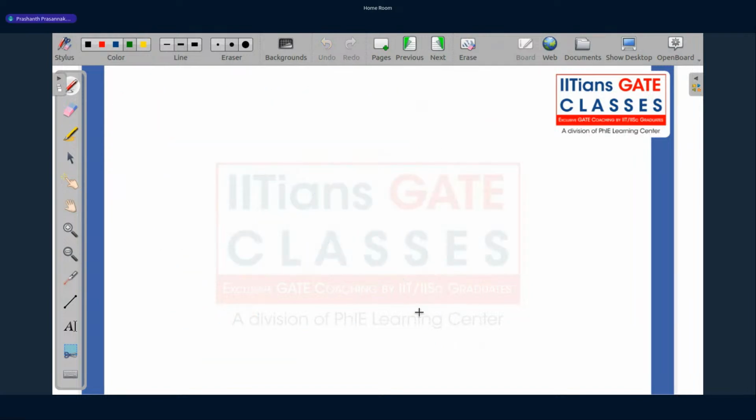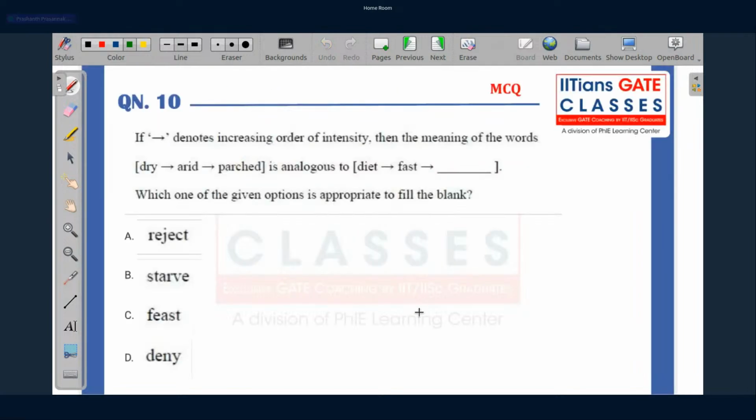Finally, moving on. So if arrow denotes the increasing order of intensity, then the meaning of the words dry, arid, and parched is analogous to diet, fast, and what? So which one of the options is appropriate to fill the blank? Again, this question is from English.